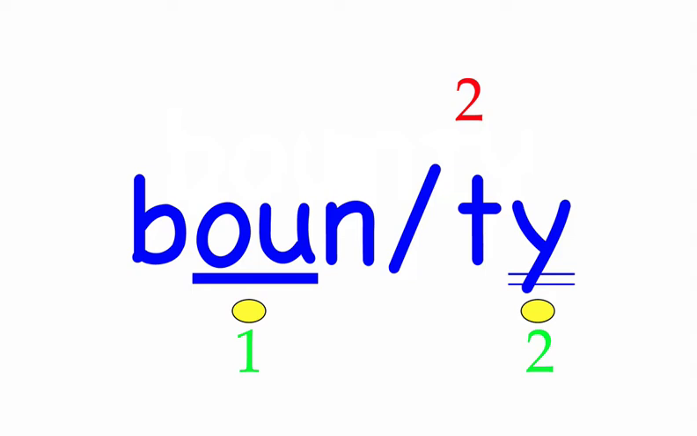Again, normally, when Y comes at the end of 2 or more syllables, Y does represent the long E sound. However, there are a number of words where Y will come at the end of 2 or more syllables and represent the long I sound instead, in which case no special mark is made to the Y.